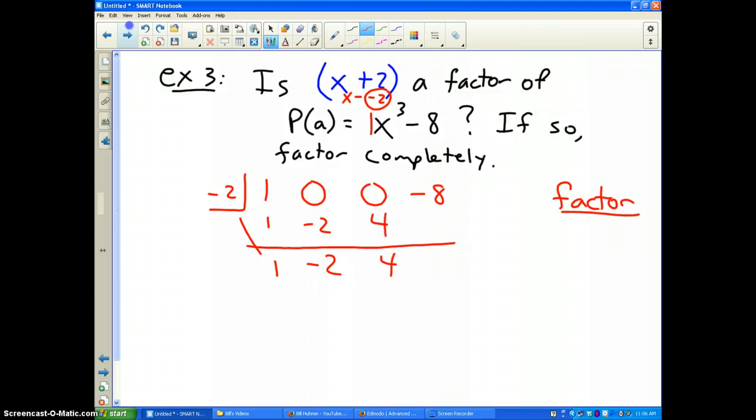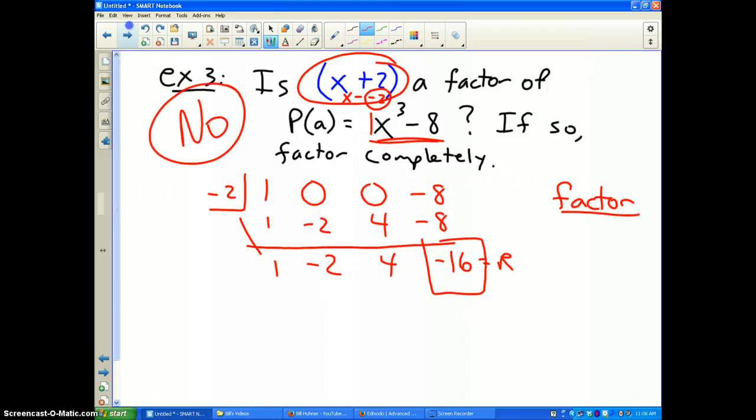Add 0 and negative 2, go through this process again. Negative 2 times negative 2 is 4, add 0 and 4, get 4. And negative 2 times 4 is negative 8. Uh-oh. My remainder is negative 16. So is x plus 2 a factor of this? The answer is no. Well, we're stuck as of right now, so I can go no further. This problem is done. And I hope that answers what factoring completely means. If you have further questions, please ask during class.